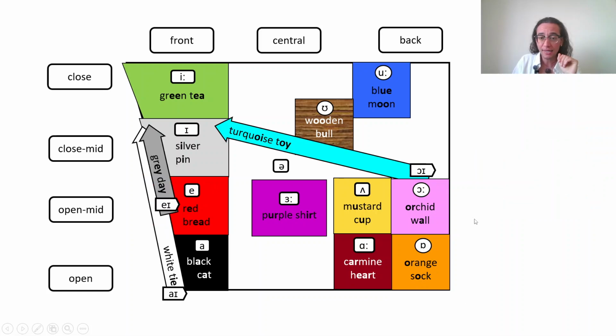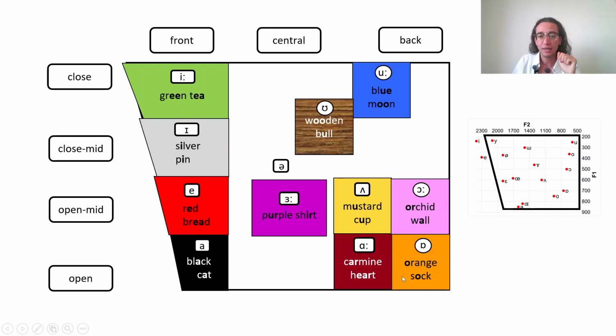And finally, let's have a look at these back vowels. So first of all, we've got the vowel of mustard, cup. And this one is honestly not too difficult. Everybody knows how to say cup. I've never met a person learning English who didn't already know how to say cup for some reason. So if you can say cup, you've got this vowel. And some people say, oh, I can't hear the difference between the cup vowel and the schwa.